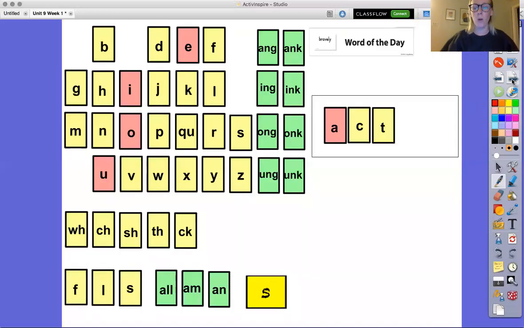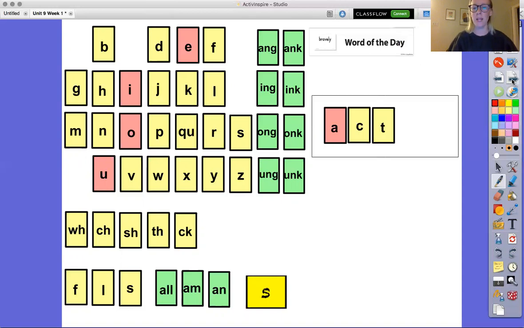So our word of the day today is act, okay? If you want to tap it with me, it is act, act. Three letters, okay? It starts with a vowel, so I know right away this is not a closed syllable word. Even though there's exactly one vowel, the vowel would need to be in the middle of the two consonants. But here's our word of the day, act.